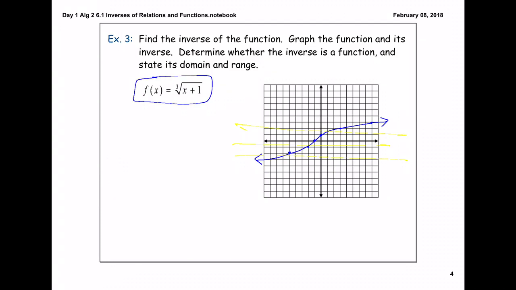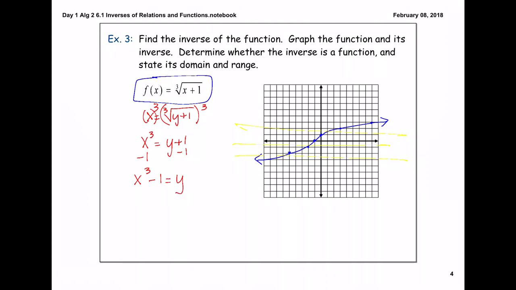And to find the function, we switch our x and our y values and solve. So to undo a cubed root, we cube. So x cubed is equal to y plus 1. The inverse of adding 1 is subtracting 1. So we have x cubed minus 1 is equal to y.